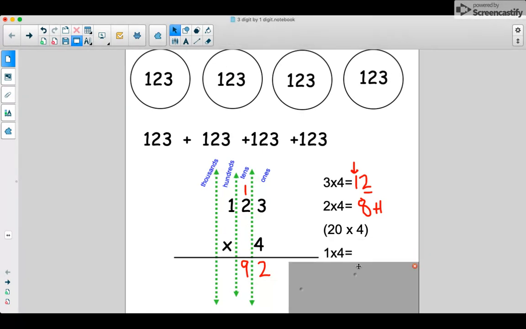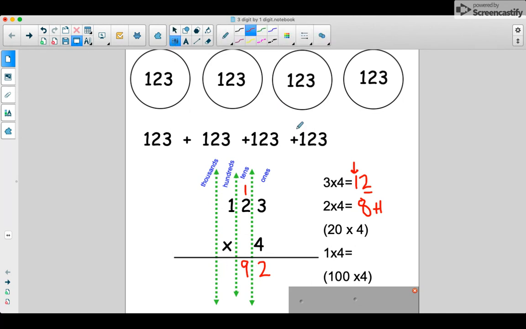Now that I'm done with that, I can do my hundreds place, the 4 groups of 100. So I did 4 groups of 3, 4 groups of 20, now 4 groups of 100. So really, I'm just going to think of it as 4 times 1 because my answer will automatically go into my hundreds place value. And 4 times 1 gives me an answer of 4. So I'm going to put the 4 in my hundreds place. So my final answer is 492.